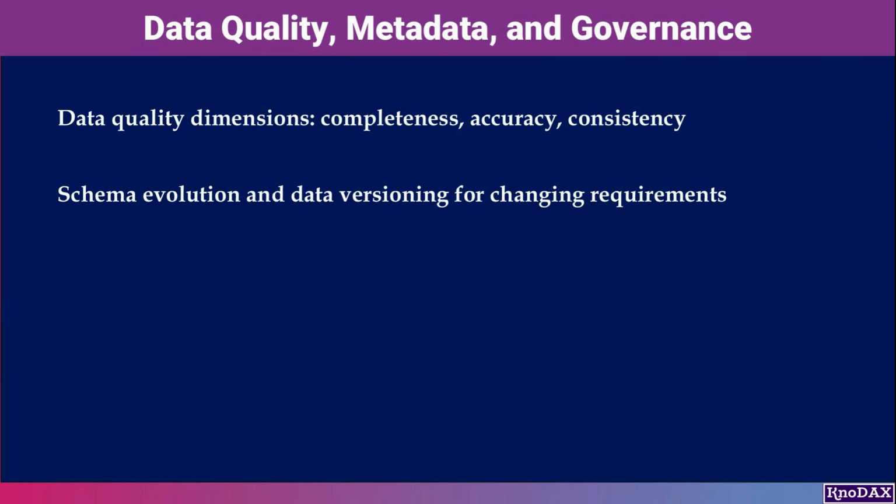Next, we have schema evolution and data versioning. As business requirements change, data structures evolve. New fields get added, old ones become obsolete, and formats shift. A robust data engineering system must handle these changes gracefully without breaking pipelines downstream.